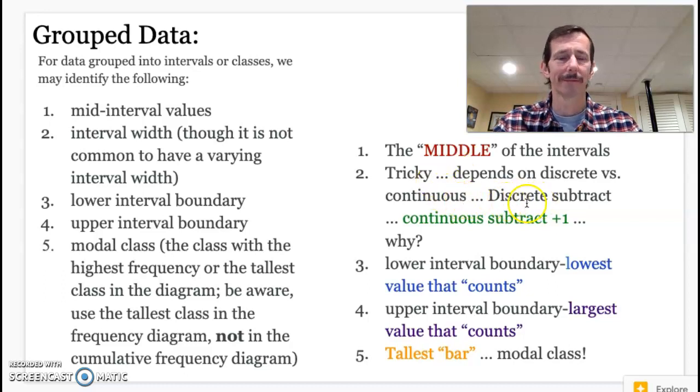The width for discrete, you just subtract. For continuous, I subtract and add 1, because it really is capturing the entire width of values. Because it's continuous, it doesn't stop at your actual value. It keeps going. Then the lower interval is your lowest, and the upper is your largest for each particular interval. And the modal class, we're going to talk about mode a little bit later, that's your tallest bar.